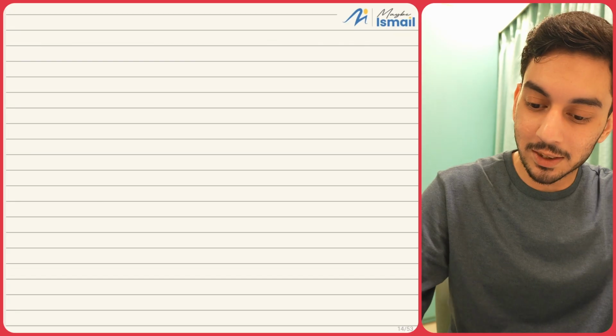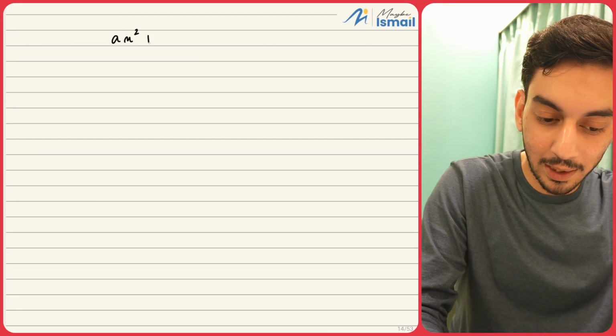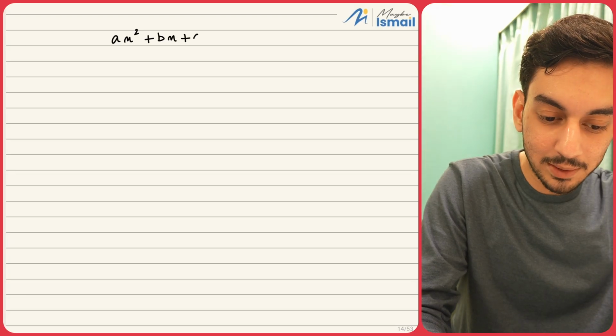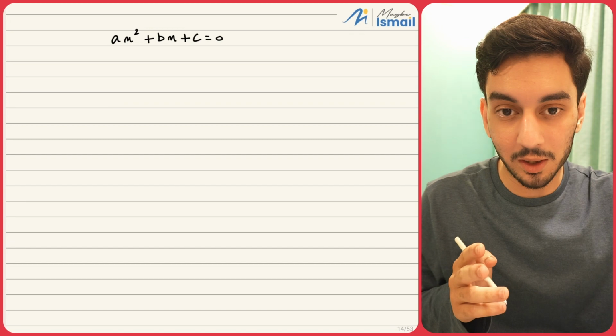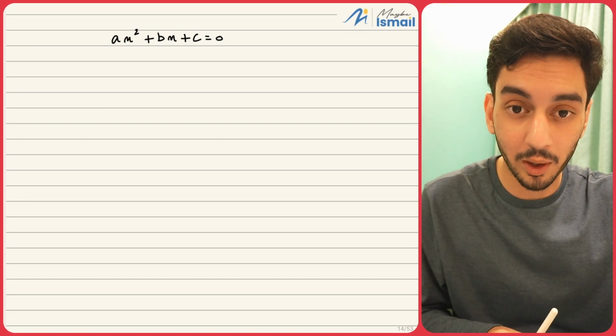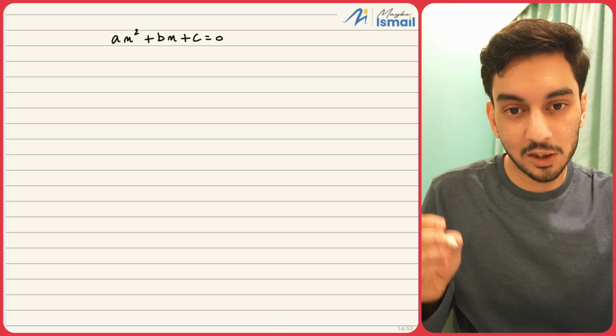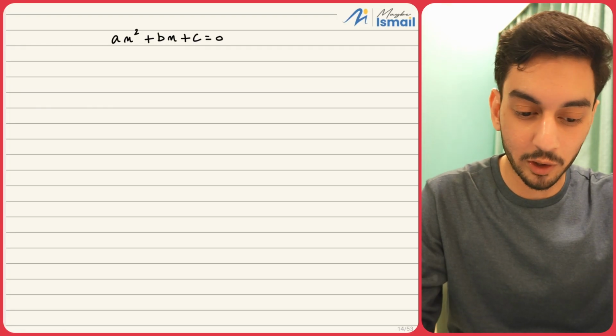Okay, so let us start with the very basic: what does a quadratic equation look like? It looks like ax square plus bx plus c is equal to 0. Now, in order to solve this quadratic equation, we have two methods. We either do it by factorization or we do it by the formula method. We discussed the factorization method in the part 1 video, and now we'll be discussing the quadratic formula.